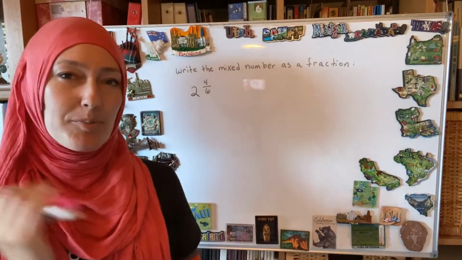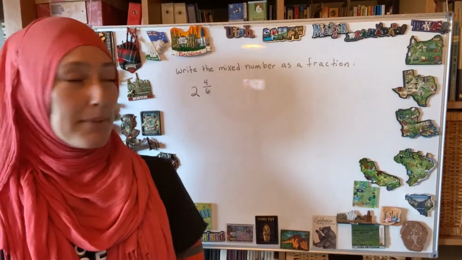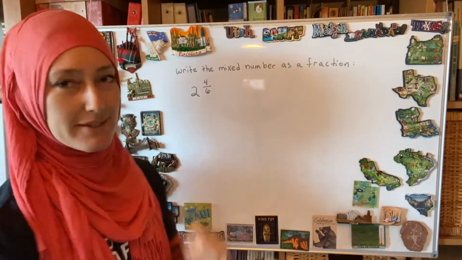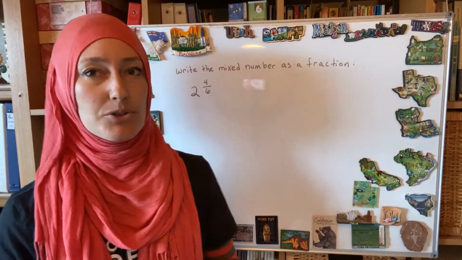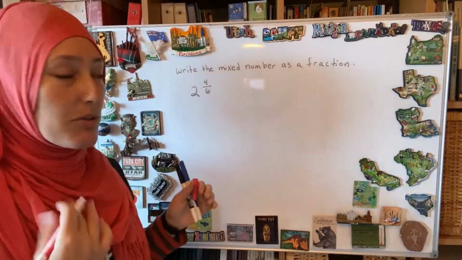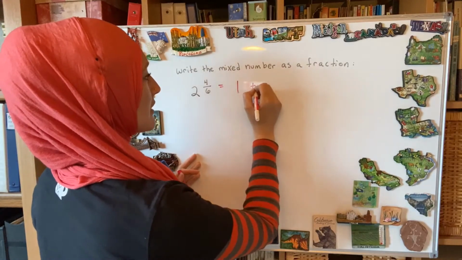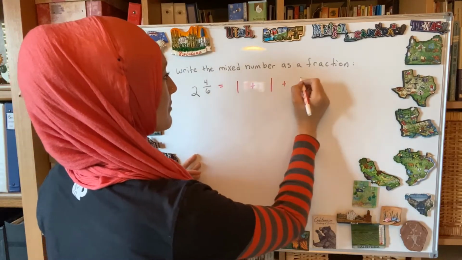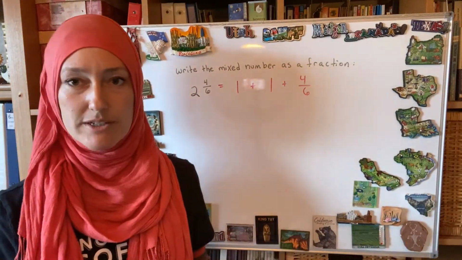Okay, we'll try a couple of problems without modeling it, just what the thought process would be when we want to rename. So we're going to rename this mixed number as a fraction. What you think of is, how do I rename this 2 as a fraction? So remember, this is like saying 1 plus 1 plus 4/6. That's what it's telling you.